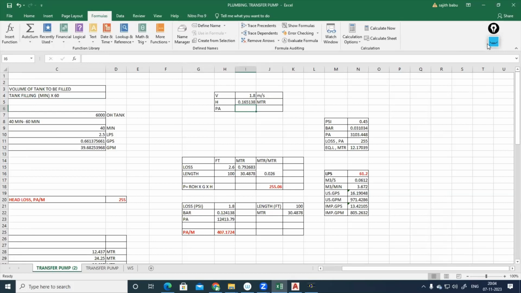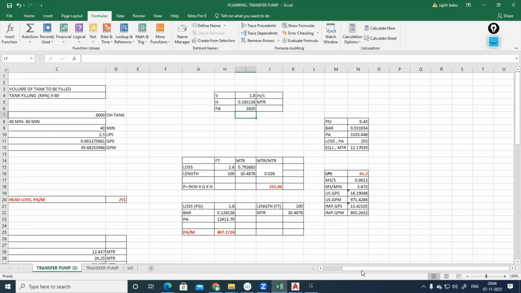Now this head you have to convert into Pascal. P is equal to rho GH. H you know. Now the Pascal, if you want to find, 1000 into 9.81 into H, how much Pascal do we get? 1620 Pascal. That's why normally for 1.8 meter per second of residual velocity you need at the tip of the pipe, you just have to consider 1620 Pascal of residual pressure.